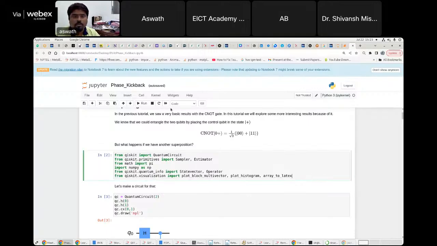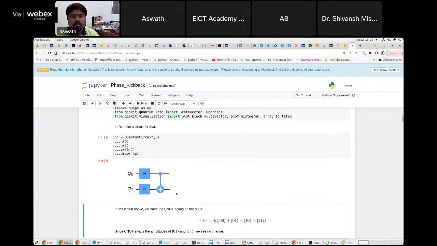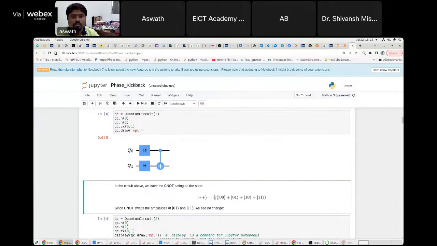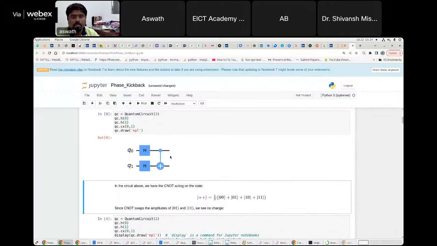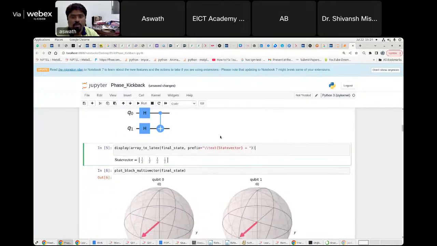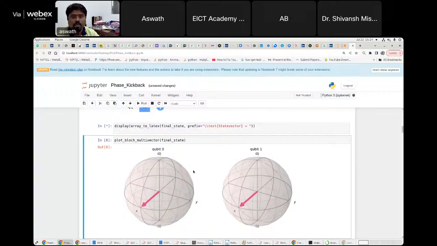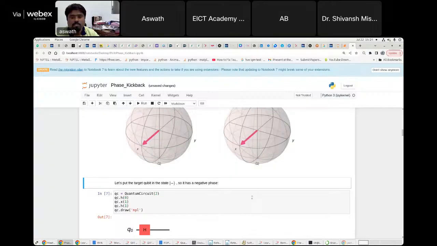Run this particular cell. It ran, and then I will run the second one. So I'm plotting a conventional one. So this is 0 zeros. I'll get plus plus. Again, let me run this one. Again the same. Let me plot it. So let me plot the Bloch sphere. I have plotted it. Both are in plus plus.